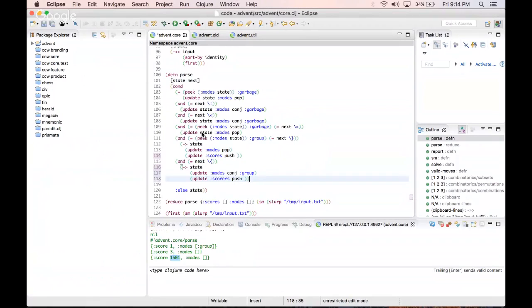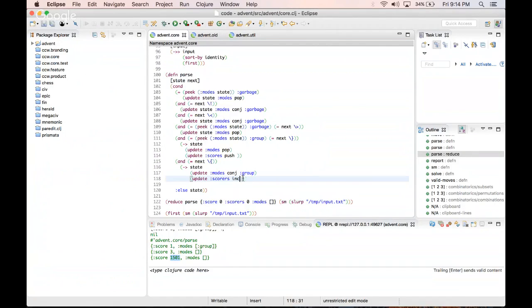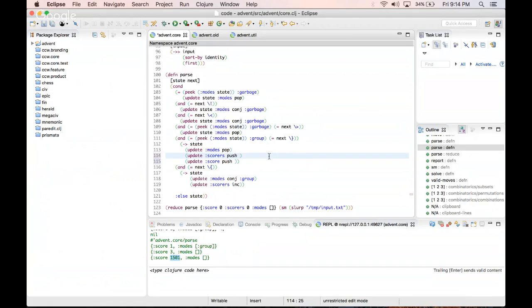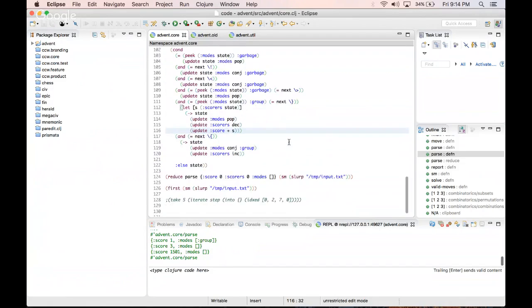So maybe scorers just needs to be a number. Scorers here starting at 0, and then we also have our score starting at 0, and then on update score, so update scorers dec, I guess. All right, so like maybe something like let S be scorers of state, and update score by adding S to it. Something like that. Does it give an answer?